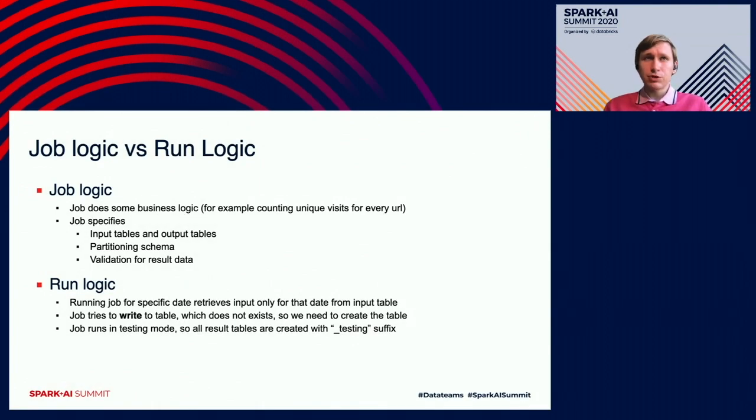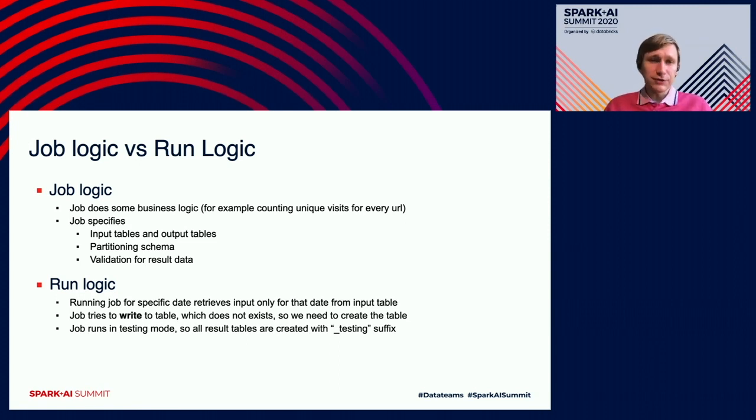And to be able to clearly state which falls under the data engineering domain and what falls under the infrastructure domain, let's probably break down all the logic within an application into two big buckets. There is job logic and there is run logic. Job logic is something which data engineers should define. It's business logic, for example, counting unique visits for every URL. Some pipeline can do that.